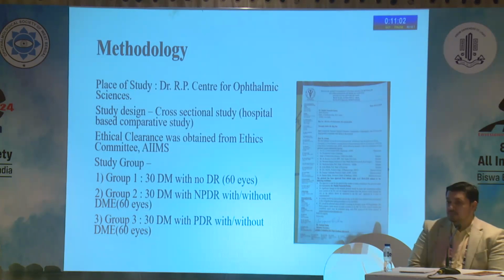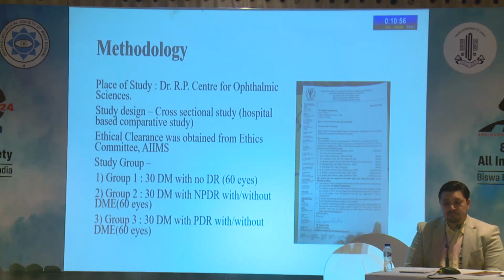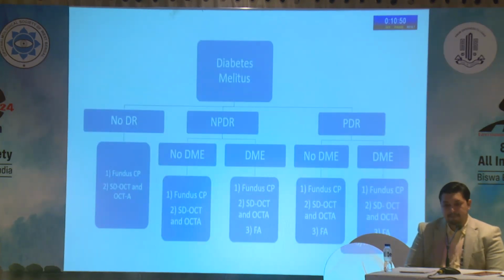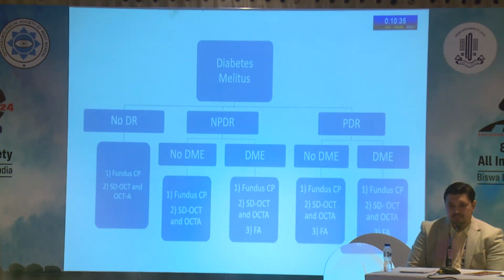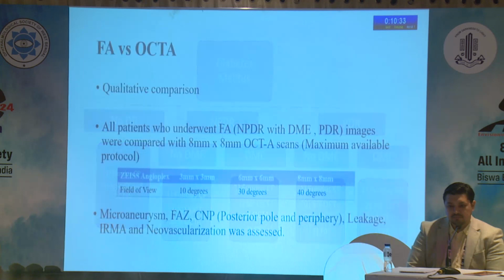We included eyes of patients with diabetes who had diabetic retinopathy and no diabetic retinopathy, and patients with diabetic retinopathy were further divided into non-proliferative and proliferative. So we collected all these patients. All of them underwent fundus photographs, OCTA, and wherever we could do FFA, we did, but we did not do FAs in patients where there was no clinical diabetic retinopathy.